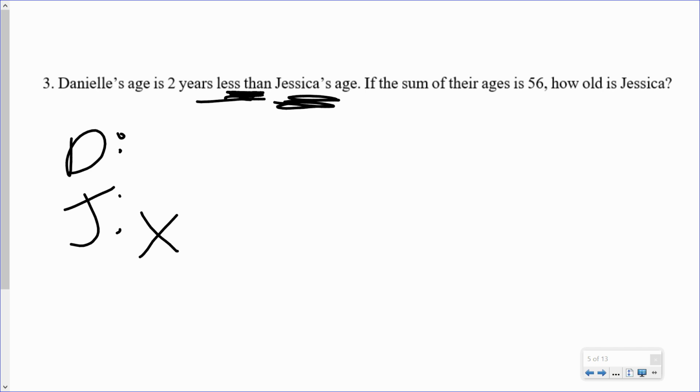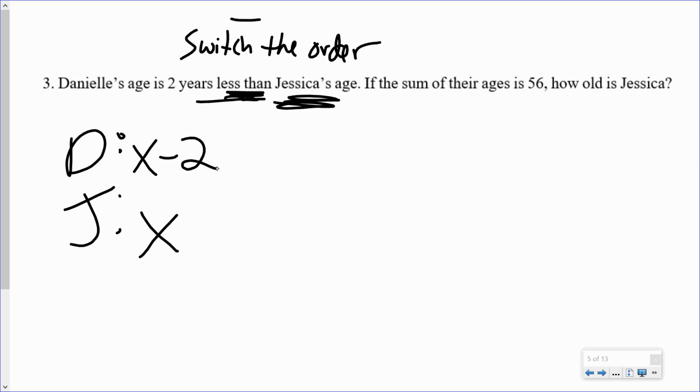So there's something special about the phrase less than. First of all, you need to know that less than is subtraction. The other thing that's special about less than is you have to switch the order. So if it's 2 less than x, it's x minus 2. Again, with the phrase less than, you're always switching the order in which you write them.